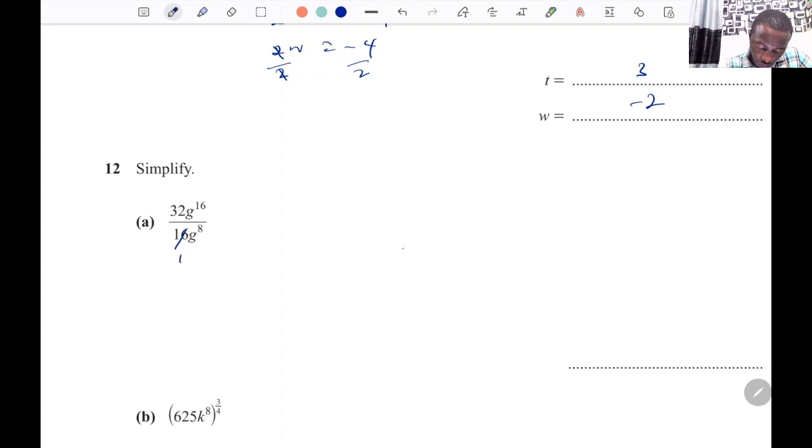When 16 goes into 32, we have 2 because 16 plus 16 is 32. Then we have √8 here, we have √16. So we'll remove the √8 inside √16, leaving 8. So our answer here becomes 2√8.